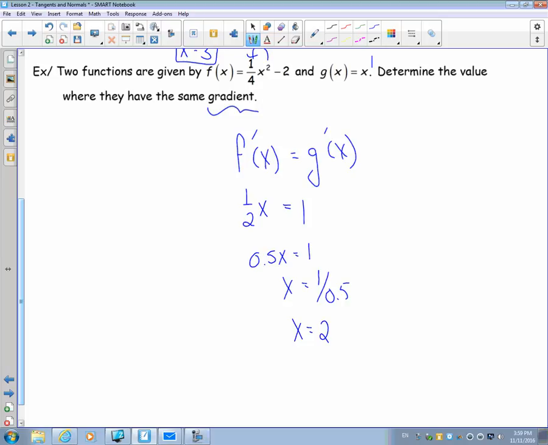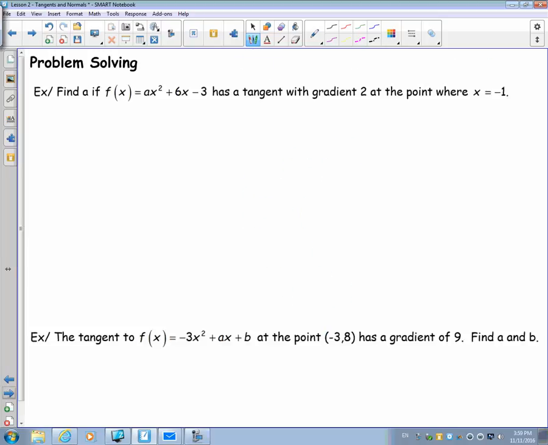Okay, and now I didn't ask us for the point this time, so we'll just stop there. It says determine the value. And the value is 2. Okay, so that's the basics of tangents and normals. We're going to try some problem solving, some thinking questions now.